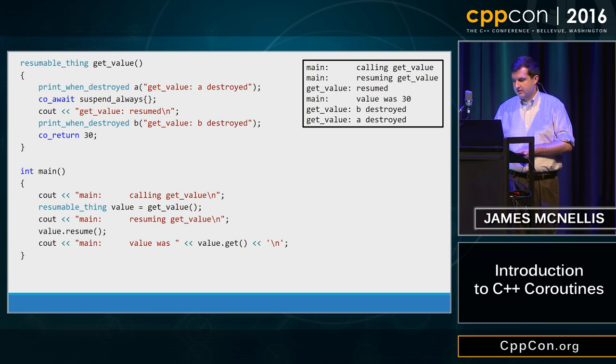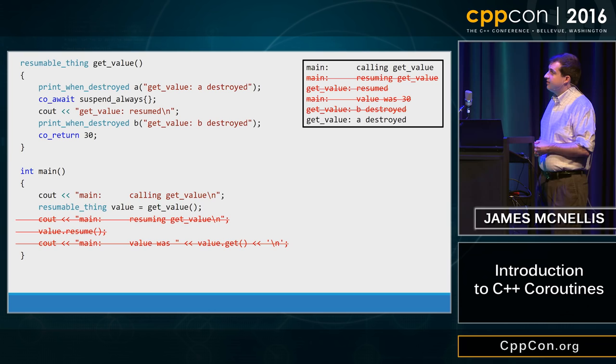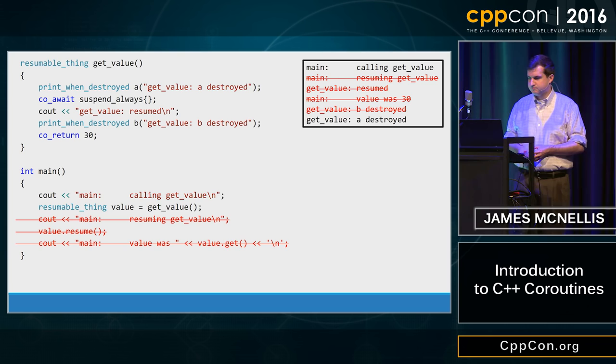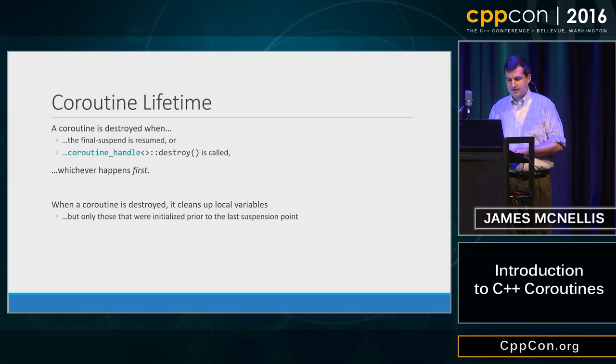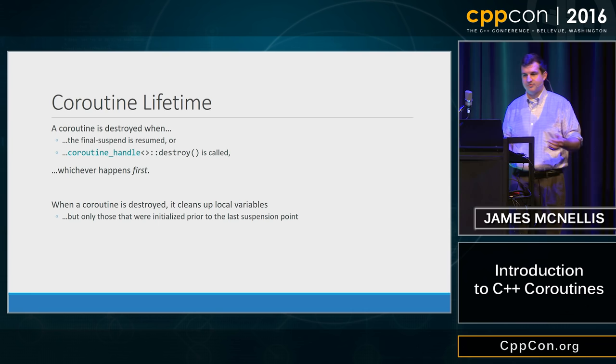Now what happens if we don't get to the end of the coroutine, or we don't co-return from it? Well, if we eliminate the code that resumes the coroutine, then we also no longer construct B, so we never actually destroy it. So just to recap, the coroutine is destroyed when the final suspend is resumed, or when you explicitly destroy it via destroy, whichever happens first. And when the coroutine is destroyed, it cleans up its local variables, but only those that were initialized prior to the last suspension point. So are there any questions on that?